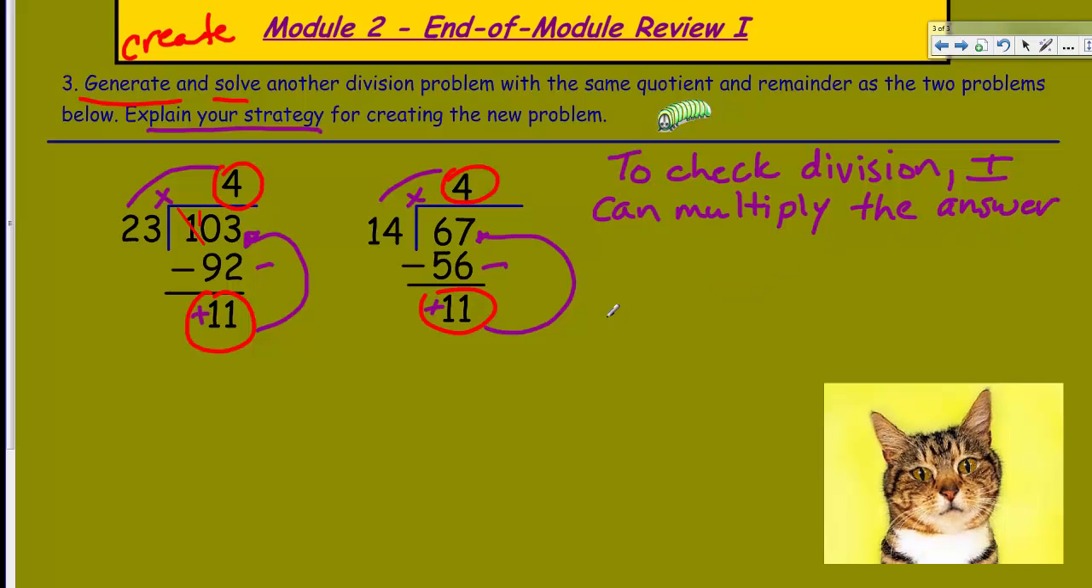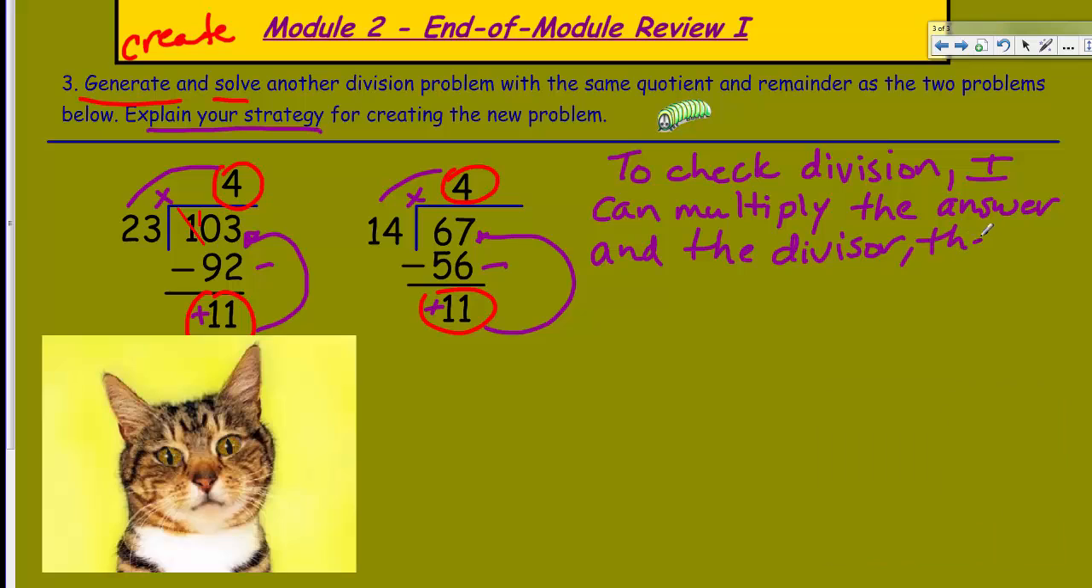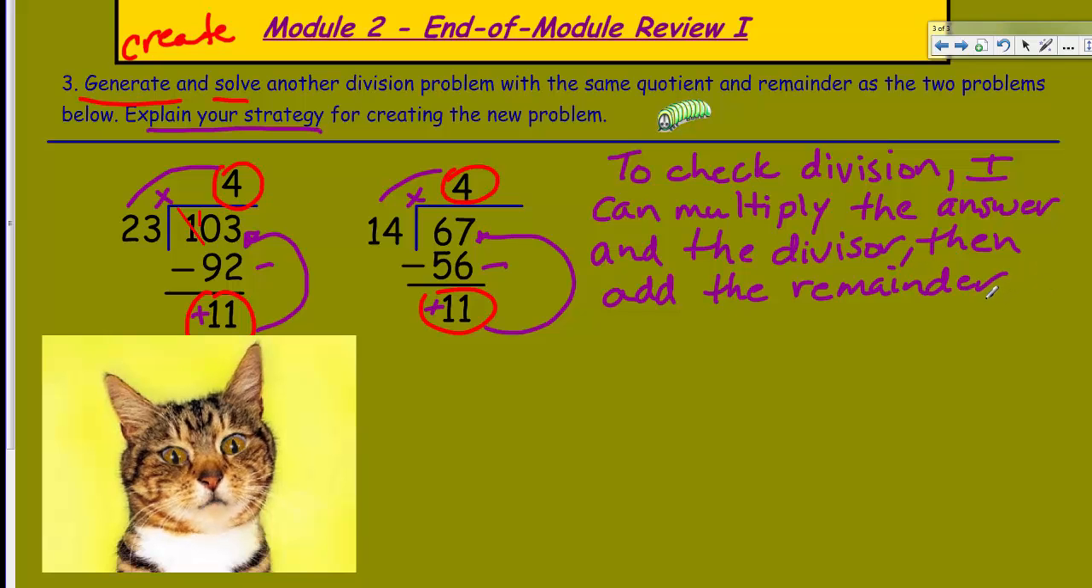Okay, and the divisor. And this will do that. It gave us that answer. But then we have to add remainder. Okay, then add the remainder. Notice sounding out words makes it so much easier to spell.